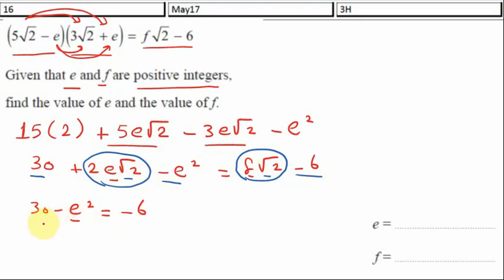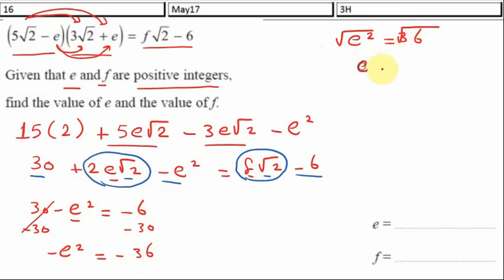Okay, so normally here minus 30 minus 30, so we cancel, so we have negative e squared equal negative 36. Then we can cancel negative with negative. Let's continue here. So e squared equal positive 36. Then we will find the square root for each side. So e equal 6. And I will not write positive or negative because he mentioned in the question that e and f are positive integers.